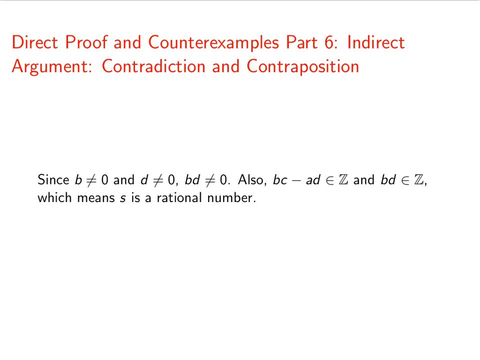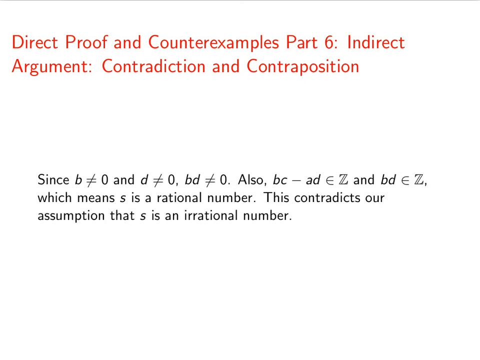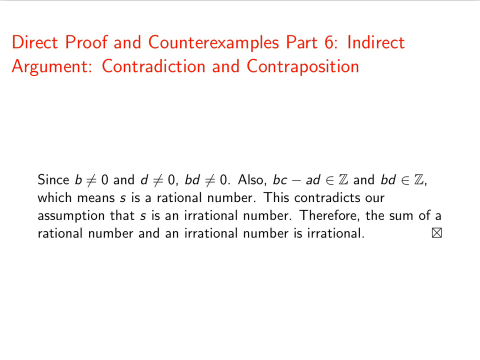Also, bc minus ad is an integer, as well as bd is an integer, and that tells us that s is a rational number. And that contradicts our assumption that s is an irrational number. You can't be rational and irrational at the same time. And that proves it now, that the sum of a rational number and an irrational number is irrational. Okay, that's all for now.